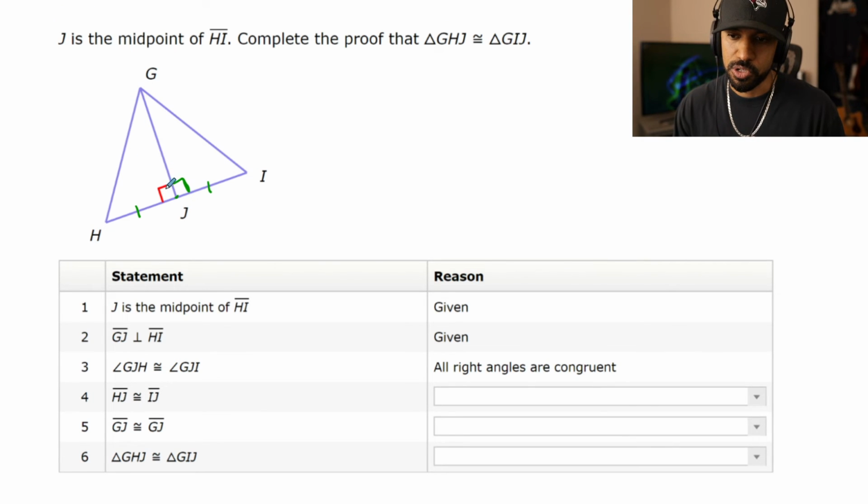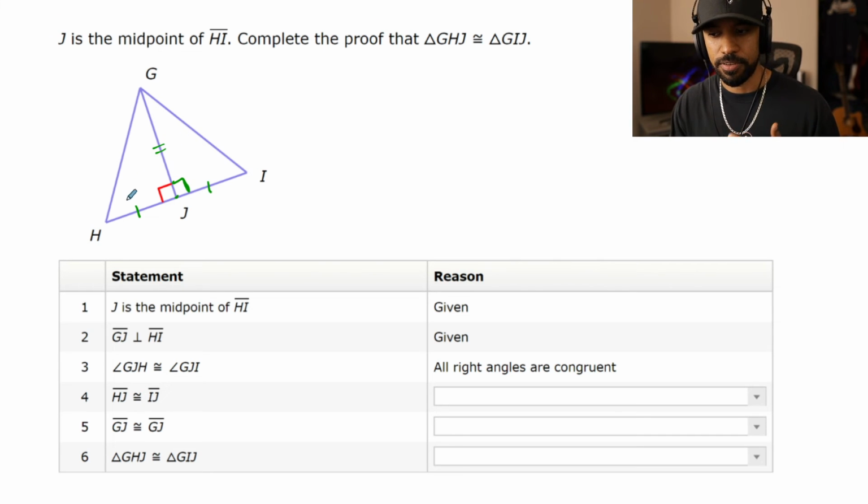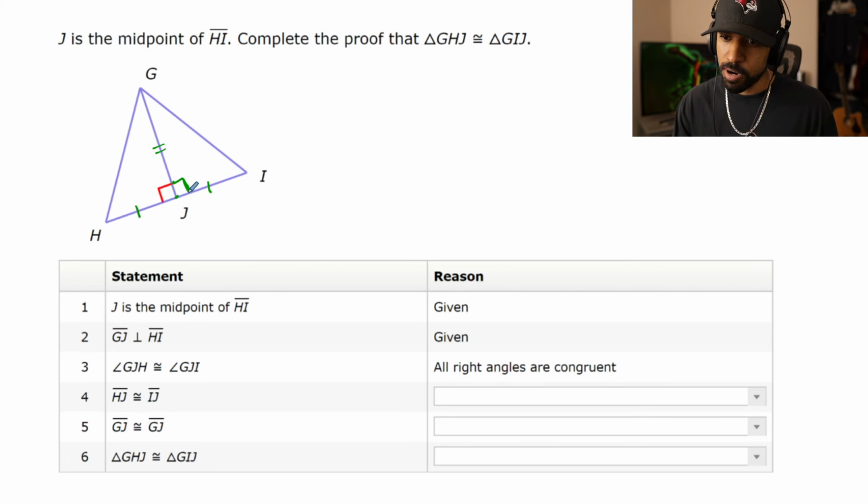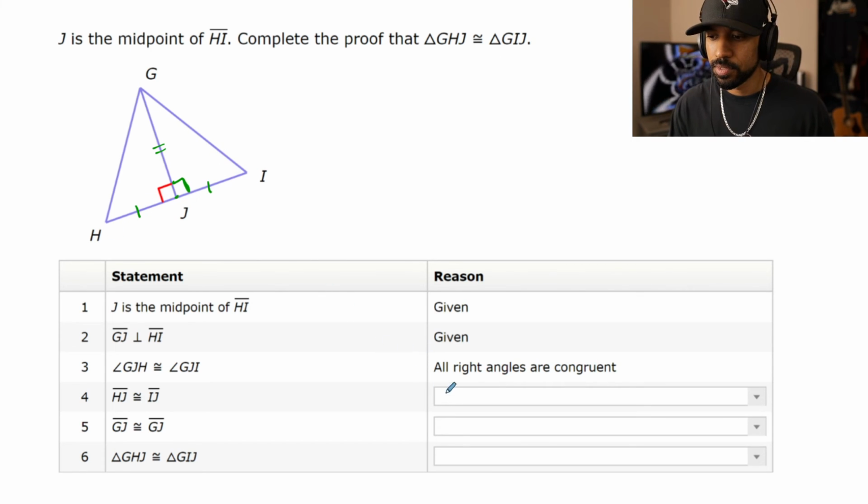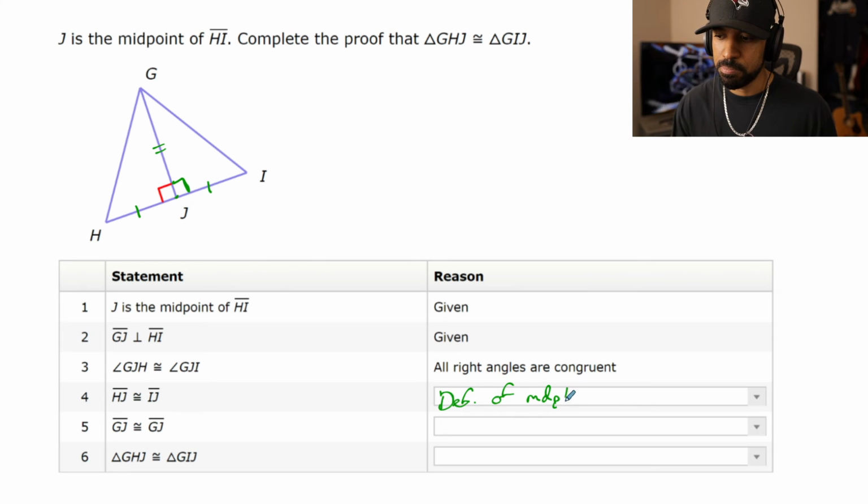And then this segment is also congruent to itself. You can see how it's possible to build these on your own once you have the given stuff. You can start to figure out, once again, it looks like a side angle side. So let's see if we can fill it out all with that. All right angles are congruent. That makes this angle congruent to this angle right here. All right, we got that set up for us. HJ congruent to IJ, these two parts we marked. How come? The midpoint. Definition of midpoint. MDPT is midpoint for me. GJ is congruent to itself by the reflexive property.